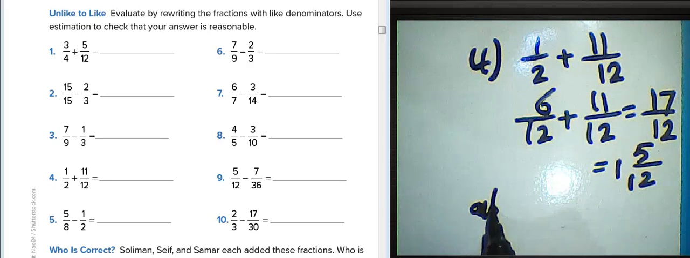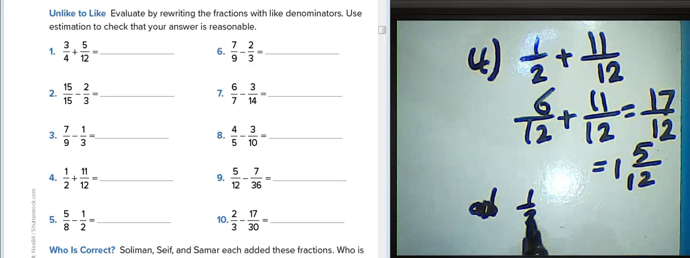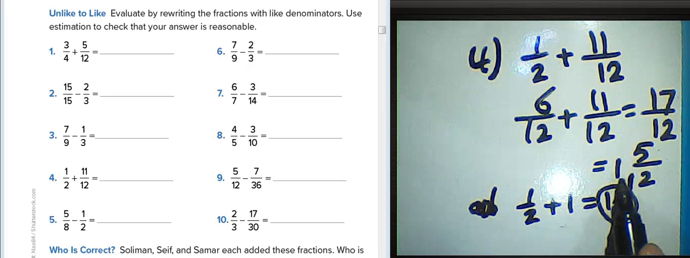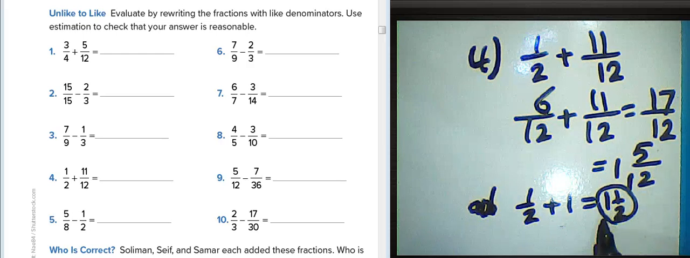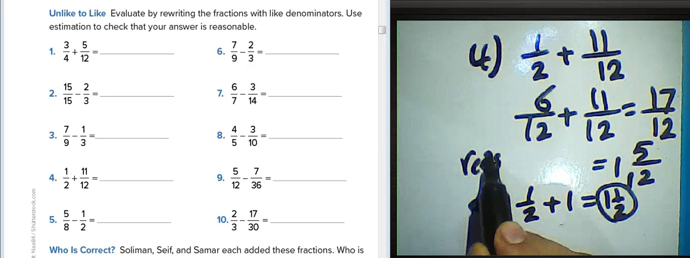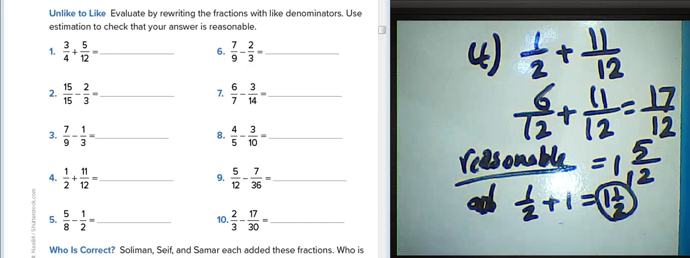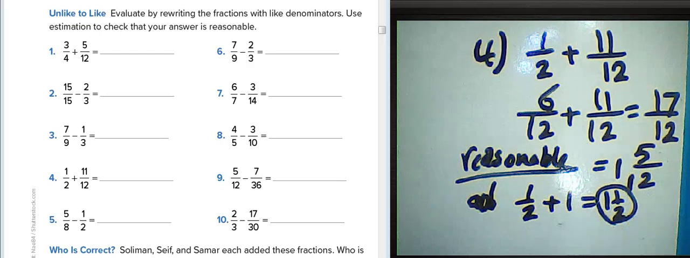And 1 over 2 is the nearest benchmark number to the first fraction, and 11 over 12 is nearest to 1. The result will be close to 1 and 1 over 2. So 1 and 5 over 12 is nearest to this number. So it's a reasonable number, because 5 is nearest to half of 12, and the result will be 1 and 1 over 2.